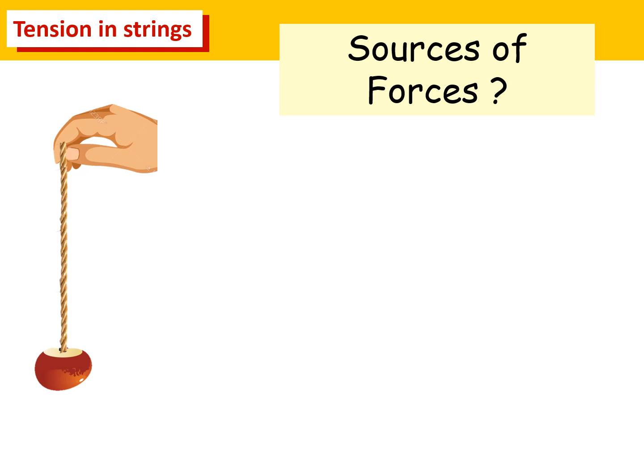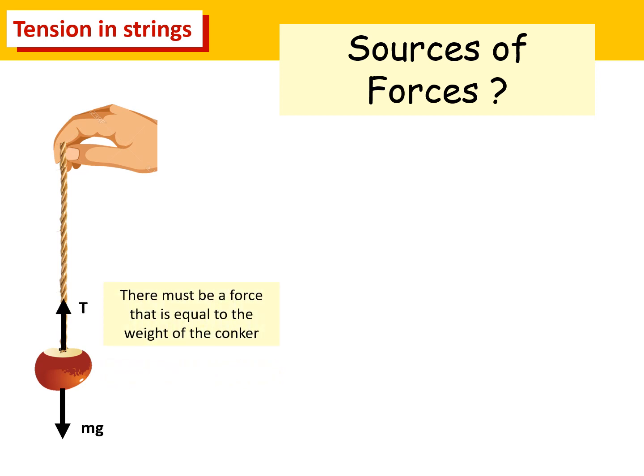So the sources are forces, while the conker has a weight. Now that conker is in equilibrium, it's not accelerating. Therefore there must be an upward force equal to the weight of the conker. And that force will be provided by the tension in the string.